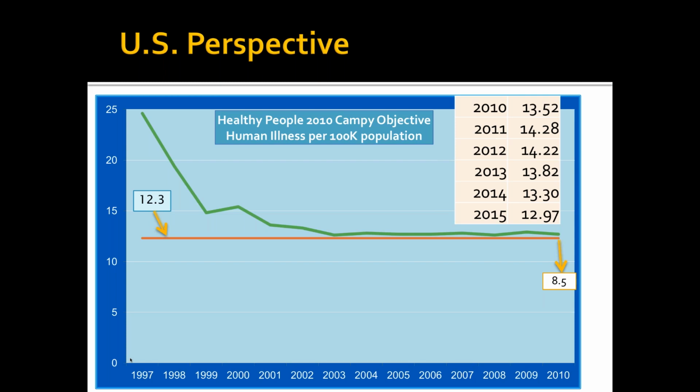But I think they handle a lot more whole chicken. We don't sell a lot of whole chicken in this country. Next slide, please.